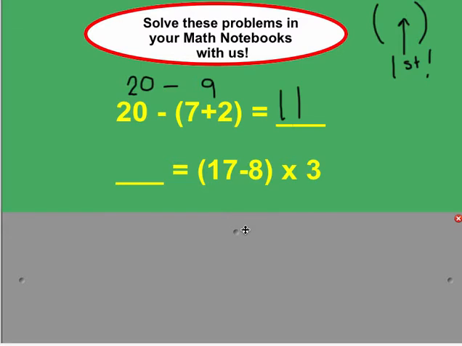Ooh, I see multiplication in this one. Ooh, I like multiplication. Okay, so I have to do what's in the parentheses first. So I'm going to do 17, take away 8, and that is 9. So I'm going to write that up here.